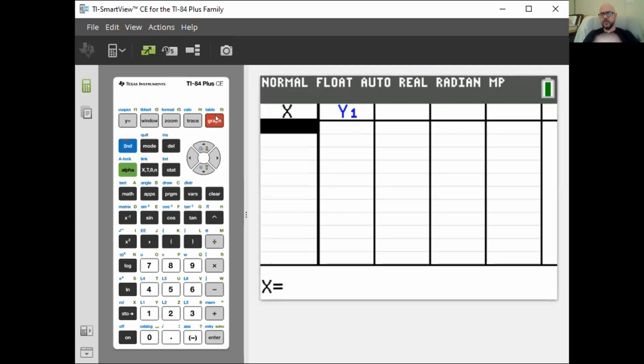So table. Notice it's blank now because it is asking us to put in an X value, like for instance, 12.